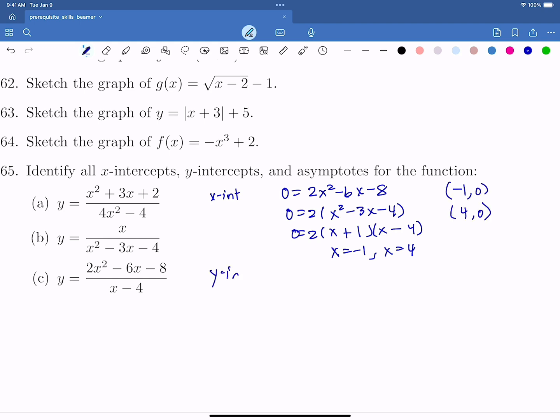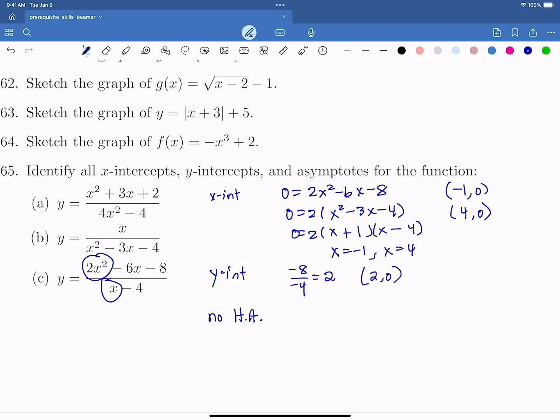Okay, y-intercept, we let x equal 0. So we get negative 8 over negative 4 equals a positive 2. So 0, 2 for the y-intercept. Asymptotes, now looking at the leading terms, the degree in the numerator is larger. That means no horizontal asymptote. The graph is just going to go off to infinity or negative infinity at the end behavior.